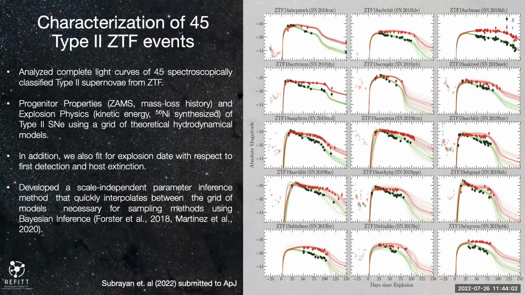Some of them have upper limits prior to the first detection. With respect to the upper limits, the explosion date fit here is with respect to the first detection. So we leverage these upper limits prior to the first detection to get an informed guess on the prior distribution for explosion date. The solid line is the best fit model, and these are samples drawn from the posterior distribution.